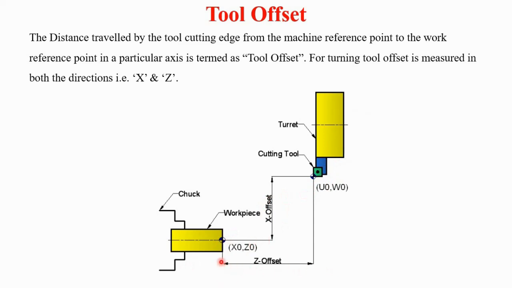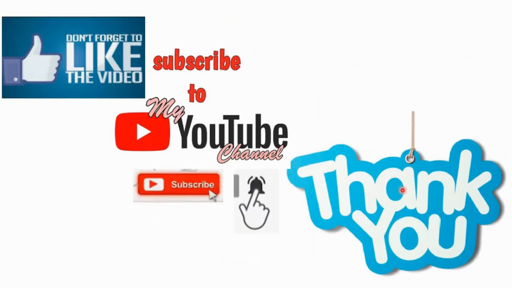Here the horizontal distance between the machine reference point and the work reference point is the z offset, and the vertical distance is called the x offset. For a turning tool, the offset is measured in both directions, x and z, as represented here: x offset and z offset. This is the tool offset. Now in this lecture we discussed the various functions required while representing CNC programs.